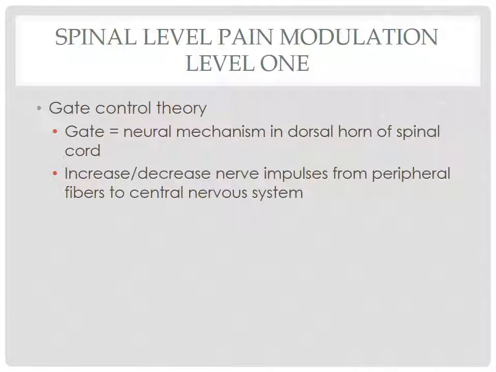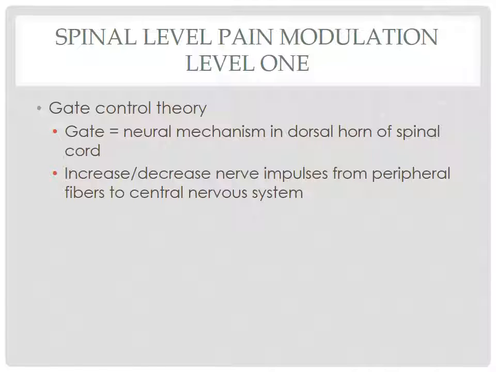So the thought process here is that in the dorsal horn of the spinal cord is what we call a gate. Basically, it's a neural mechanism that allows sensory information to go up to the brain and get interpreted, so the person can actually interpret whatever the sensory input is. Basically, you could either increase or decrease nerve impulses from the peripheral fibers to the central nervous system.